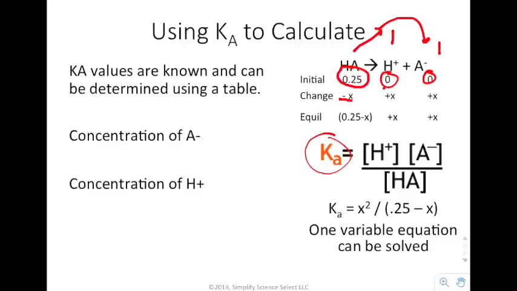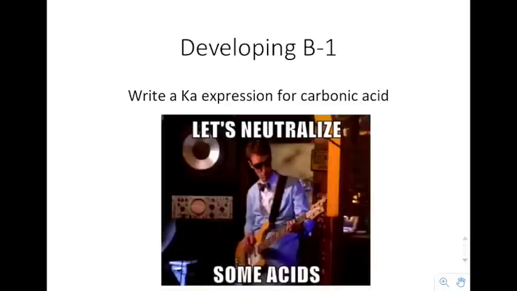You have then on the other side, for every X of these that fall apart, you produce X on the other side. And so now you have what's called the equilibrium values. You have H plus as being X, which you don't know. A minus is X, which you don't know. And then this original value you had is 0.25 minus X. So this right here is an expression because you know this number and there's only one variable that you don't know. Because of that, we can solve it.